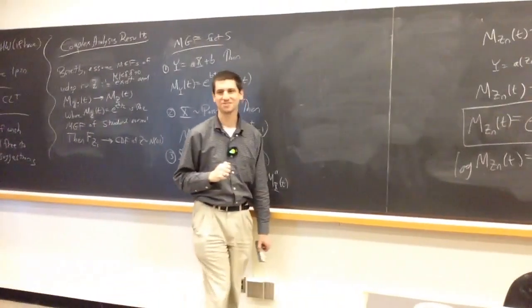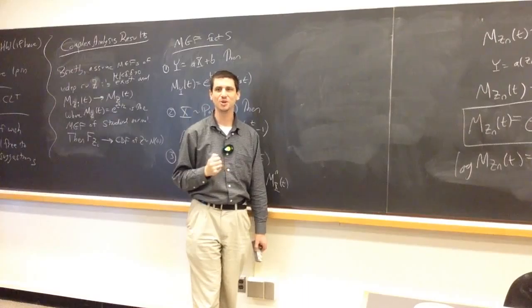Why is there an asterisk? Why is this not a proof?